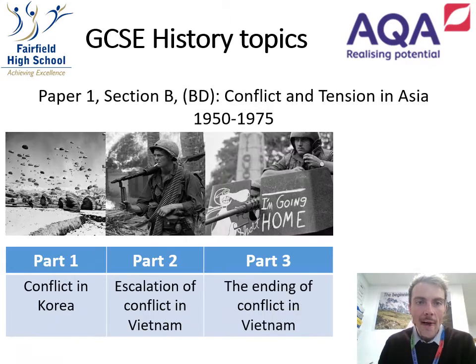We then zoom out and have a look at America's relationship around the world with communism during the Cold War. And we have a look at one very short conflict, the war in Korea, and then a much longer conflict in Vietnam. So there are two parts on the Vietnam War as well. And it's as much about the people and about American society as it is about the war itself.